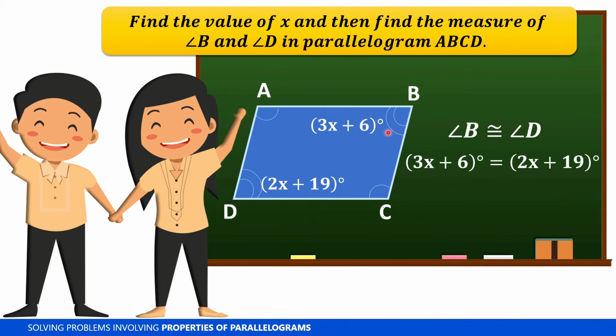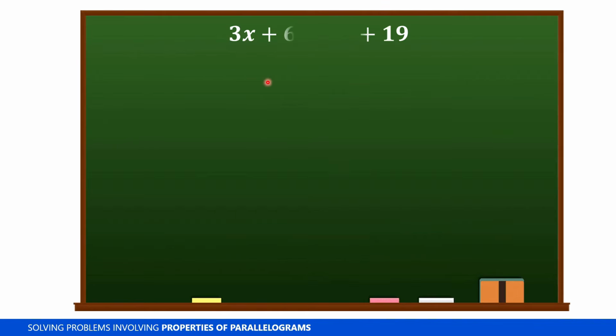Or, if the given for angle B is quantity 3x plus 6 degrees, that is equal to quantity 2x plus 19 degrees, which is the given for angle D. So we are going to use this equation to solve for x and to determine the measurement of angle B and angle D. So again, let's use 3x plus 6 is equal to 2x plus 19. In this equation, we did not use the degrees for the meantime because we're going to solve for x.